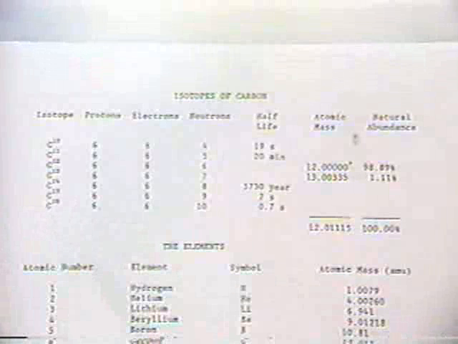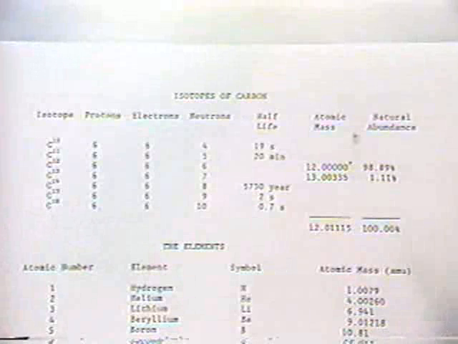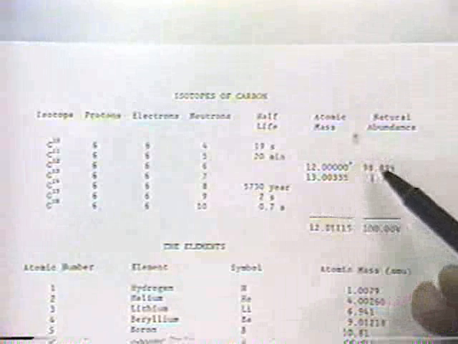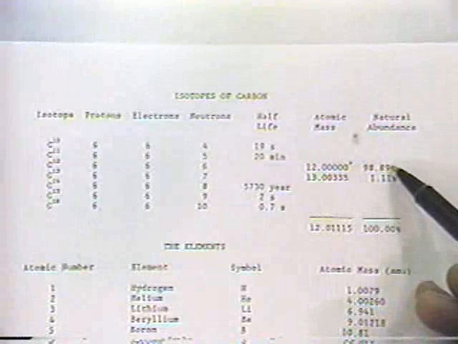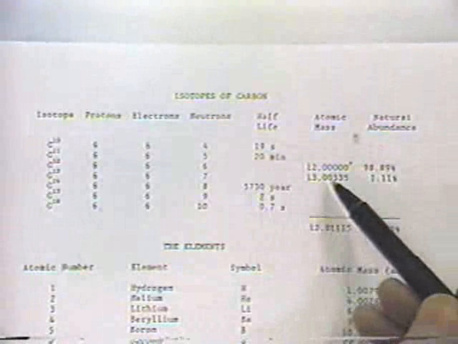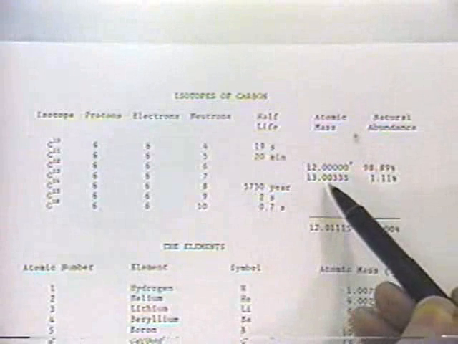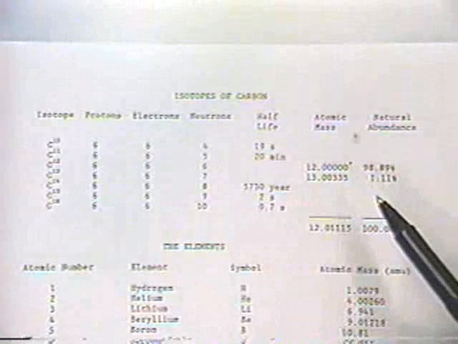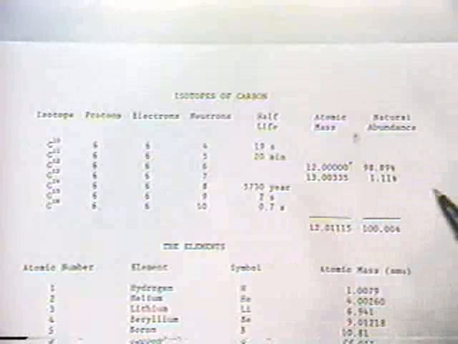Now, some of these carbon species are stable. They will be with us for the rest of the universe, essentially. Carbon-12 is very stable. It doesn't have a half-life. And carbon-13 is also very stable. And you can see the relative abundance on our planet.